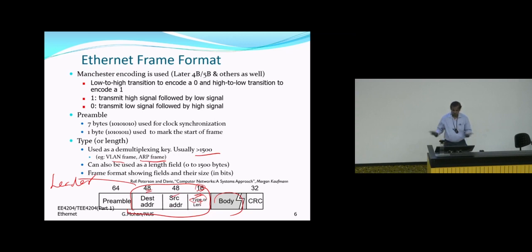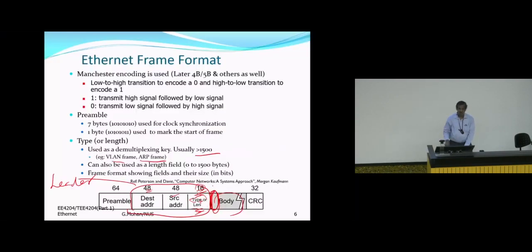So now the next question is, suppose this field value is more than 1500. It's a type, but still we need to represent the length, how many bytes are carried, right? So in that case, the next 2 bytes will be used to represent the length. If this 16 bits represent the type, the subsequent bytes will tell how many bytes are carried here. Again, it's up to 1500. We will give more specific details when we discuss LAN or VLAN.